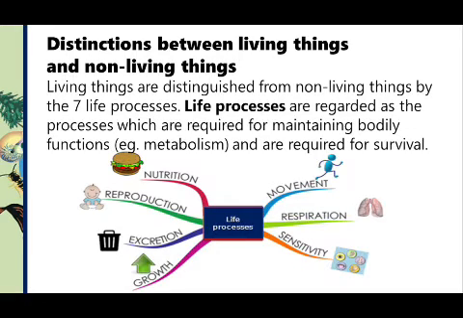These 7 life processes will include Mr. Greens, as people normally refer to it, or Mrs. Green. So if you are going by the Mr. Greens, the M will stand for movement, the R will stand for respiration, G will stand for growth, R will stand for reproduction, E will stand for excretion, N for nutrition, and then S for sensitivity.